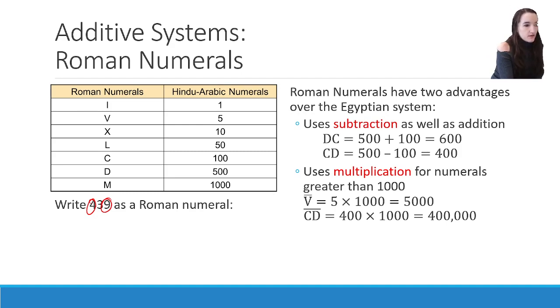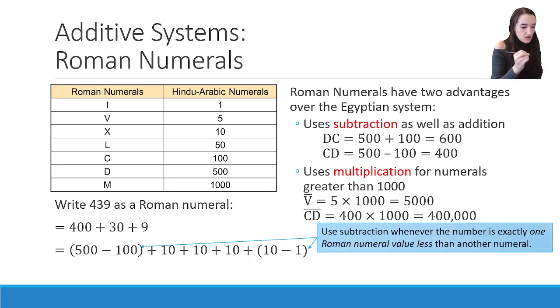So, for a number 439, we're going to break this down into hundreds, tens, and ones. So 400 plus 30 plus 9. So notice we've got a 4 and a 9 here. So 400 is going to be 100 away from 500. So we do 500 minus 100. And then 9 is 1 down from 10. So 10 minus 1. But 30, that's not a 4 or a 9. So we just figure it out from it's 10 plus 10 plus 10.